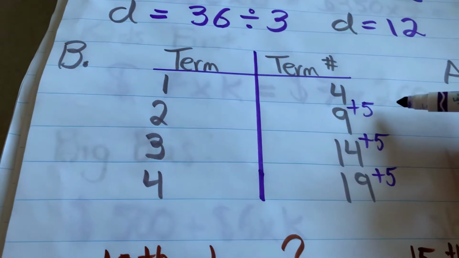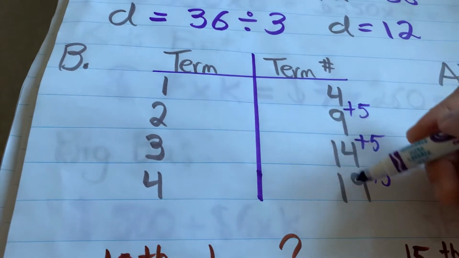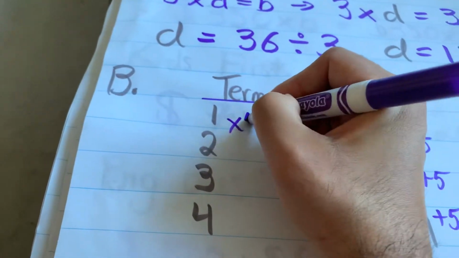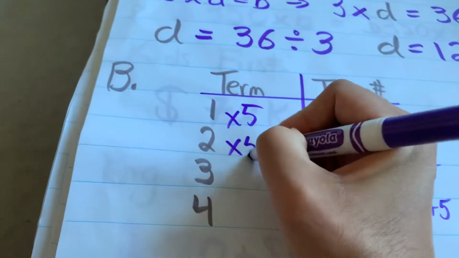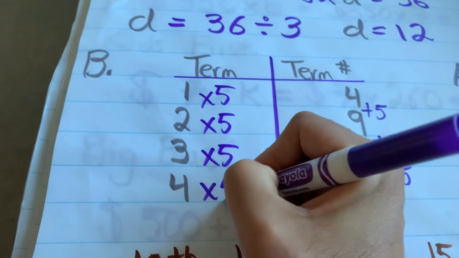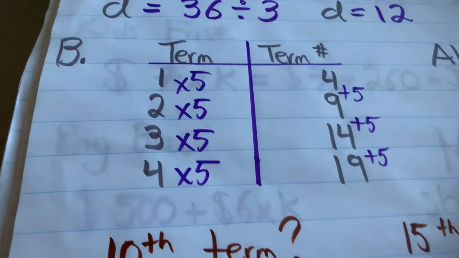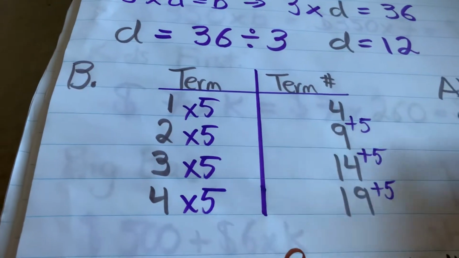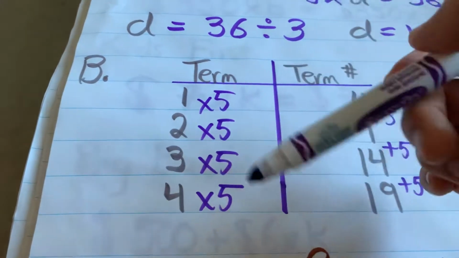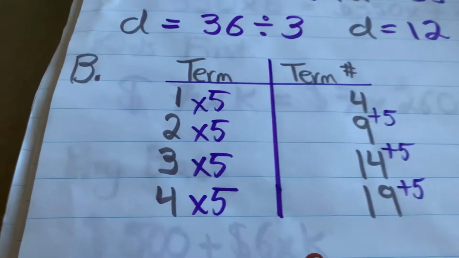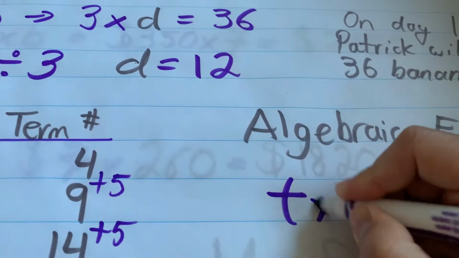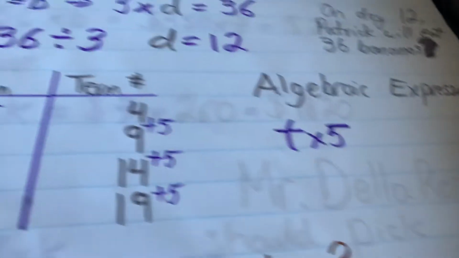Remember, this plus 5 becomes very valuable because the plus 5 over here actually means times 5 over here. It tells us that we need to do some multiplication as part of our algebraic expression. So let's go back. 1 times 5. So we know it's all going to be term number times 5. So we're going to add that in. And I'm going to go t times 5.